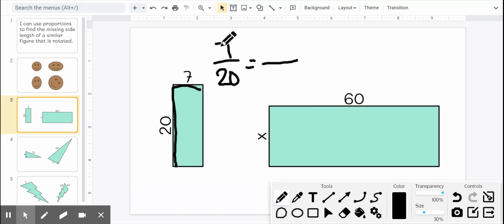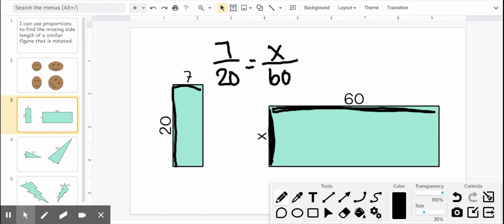Now the 7, which I put on top, is the shortest side. So the shortest side length of this one is X. It's kind of like this was a tower and it just tipped over. So X is going to go up on the top because this is the matching side. And then the longest side was 20. So over here, our longest side is 60. So that will go on the bottom.